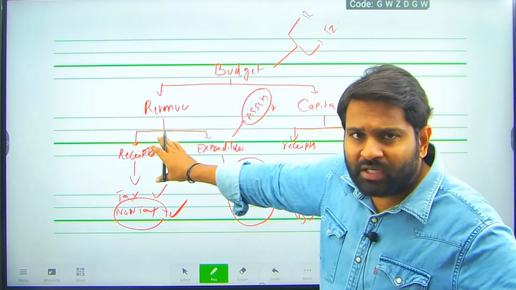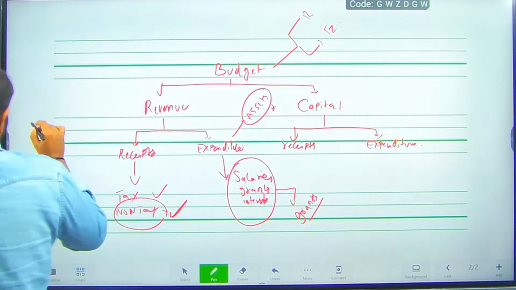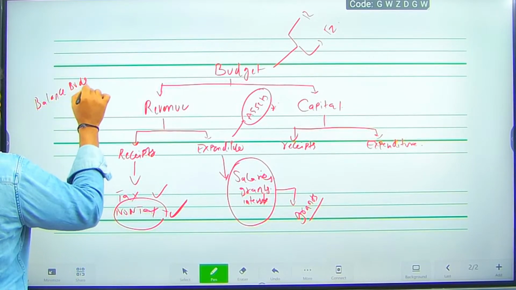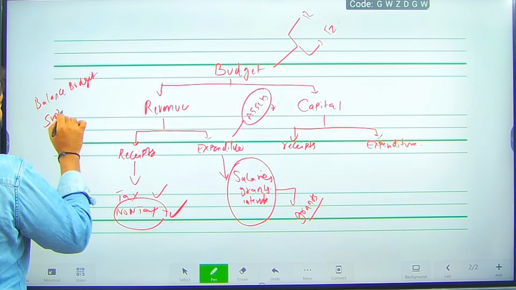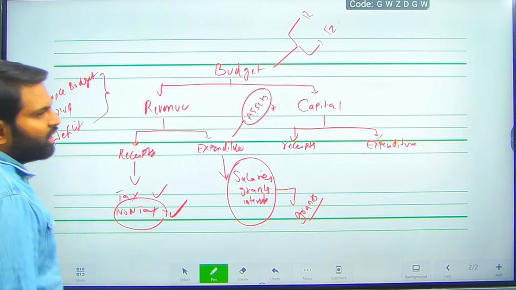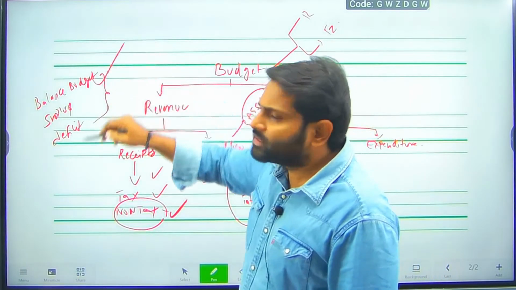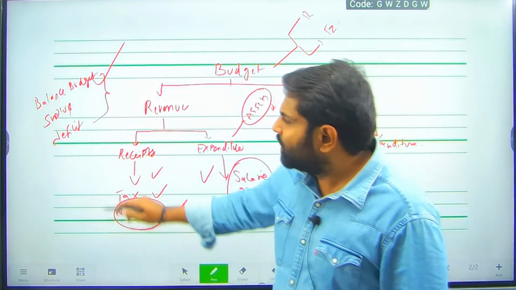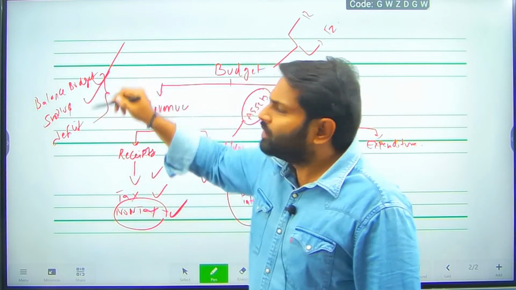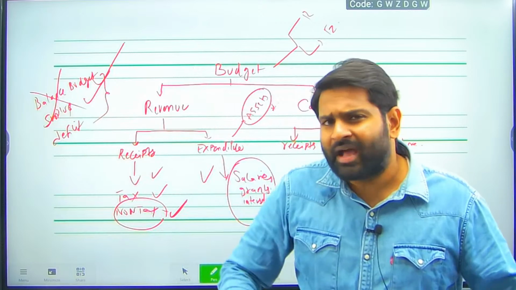Now we have revenue budget. There are three terms we can understand: balance budget, surplus, deficit. If the revenue receipts are equal to expenditure, that is called revenue balance budget, right? If the revenue receipts are more than revenue expenditure, that is called revenue surplus. Normally these two things will not happen in India, didn't happen before also.